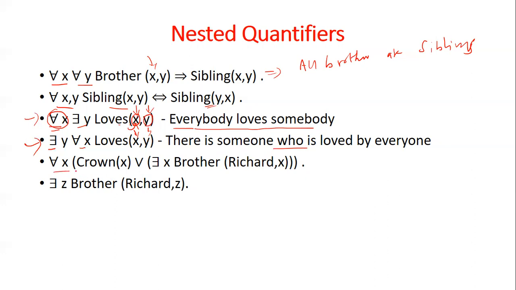And here is another statement: for all X, X is a crown, or there exists X such that Richard is the brother of X. Here we are using a nested quantifier again, but the two variables are the same. So this may lead to some confusion. So instead of writing there exists X such that Richard is the brother of X, we can write there exists Z such that Richard is the brother of Z. So it is better to avoid using the same variables at multiple locations. We can use different variables.